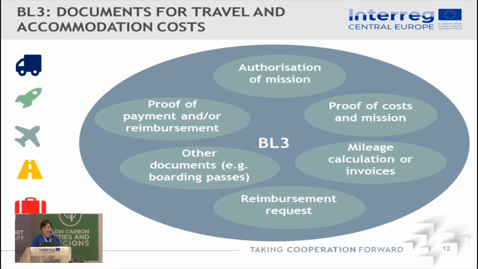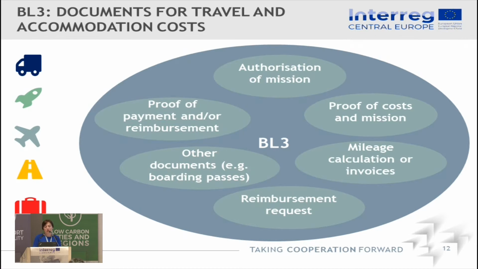Then you of course need to have the proof of costs of the mission, so all invoices, boarding passes, travel tickets, train tickets, plane tickets, and other things. In case you decide to use a private car, you will need to provide the mileage calculation or invoices, and then also calculate it according to the national rule. For example, there is the cost per kilometer or other things which you need to take into account.